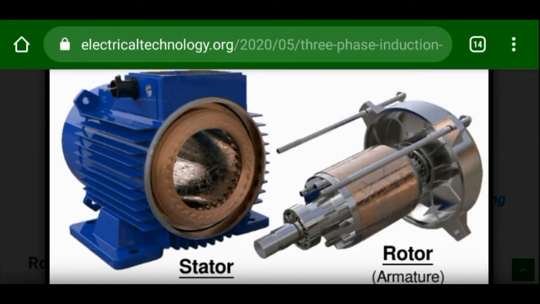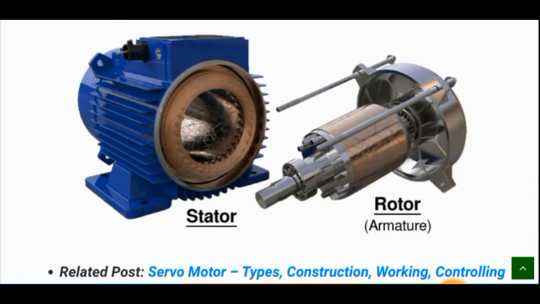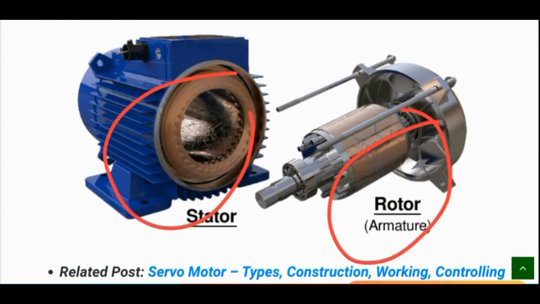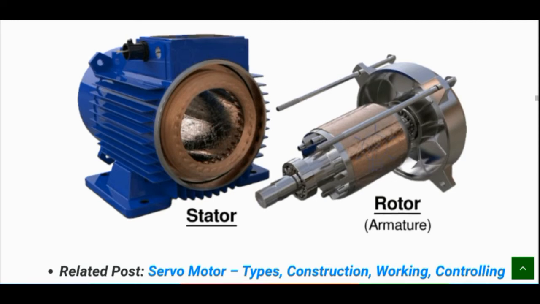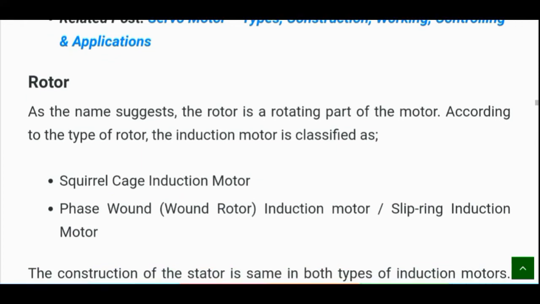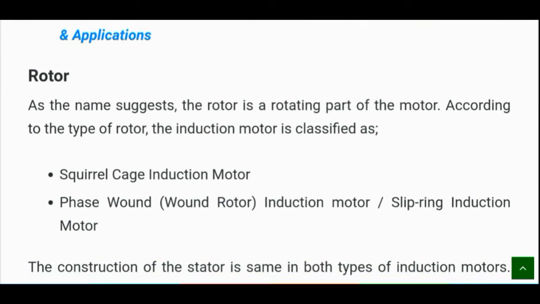Here, as you see, this figure, one is a stator and the other is a rotor. As we discussed, stator is the stationary part of the induction motor and rotor is the rotating part of the induction motor. Now let's study the rotor. As the name suggests, the rotor is the rotating part of the motor.